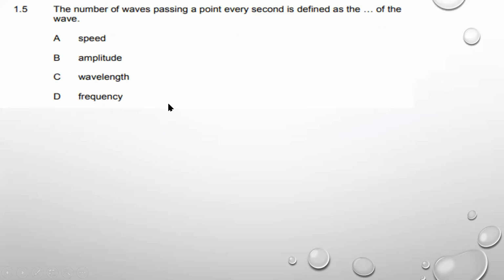Next one, number of waves passing a point every second is defined as, okay, let's see our options, speed, amplitude, wavelength, and frequency. Number of waves in 1 second, what was it? Answer is frequency, because we know frequency is number of waves in 1 second. So wavelength, distance between crest to crest or trough to trough, and then amplitude is maximum displacement from rest position to highest point, and speed, you know, distance per time.